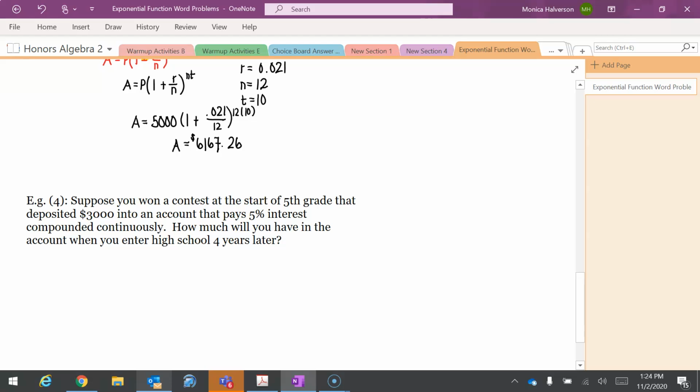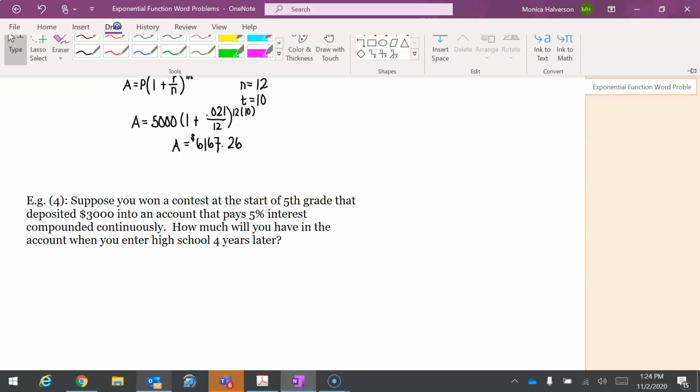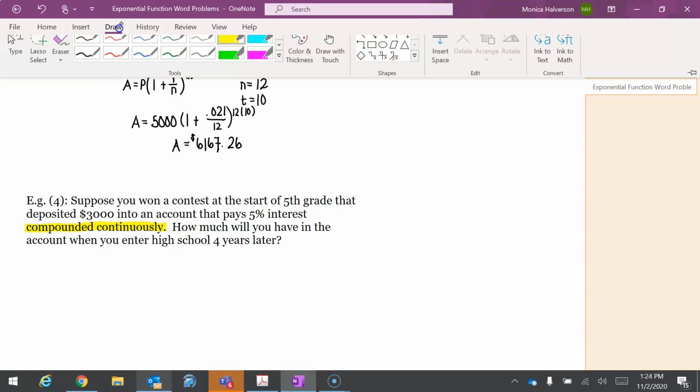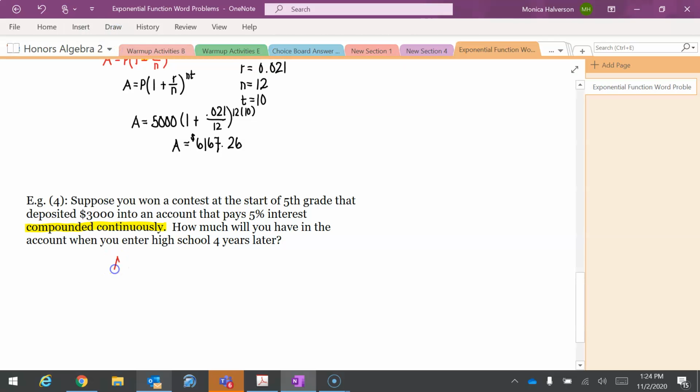All right, let's look at another example together. Suppose you won a contest at the start of 5th grade that deposited $3,000 into an account that pays interest compounded continuously. Oh, there's that key word, compounded continuously, which means that we have to use the second equation. We have to use A is equal to PE to the RT. How much will you have in the account when you enter high school 4 years later?